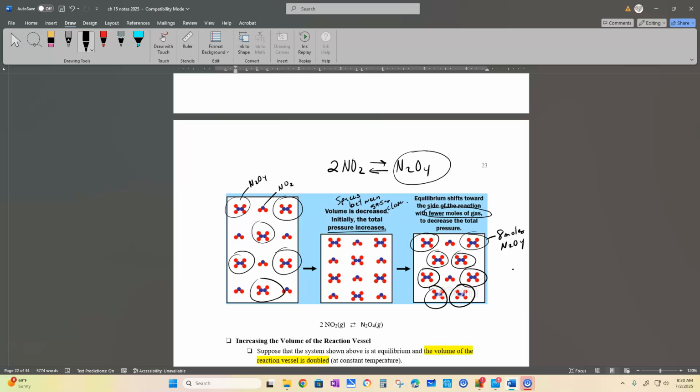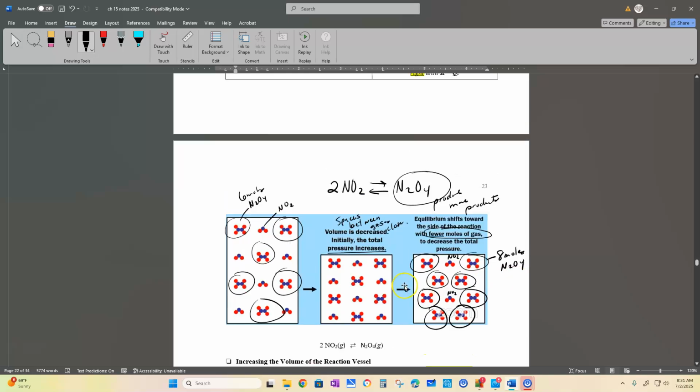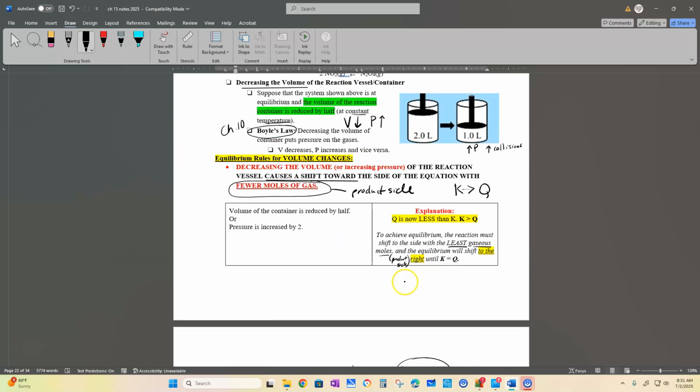And notice what happened right there. An NO2 and an NO2. I had to produce more products. And I did. I went from 6 moles to 8 moles. Okay? That's what happened. So what's AP's rule? If the volume decreases, it shifts to the side with the least gaseous moles.